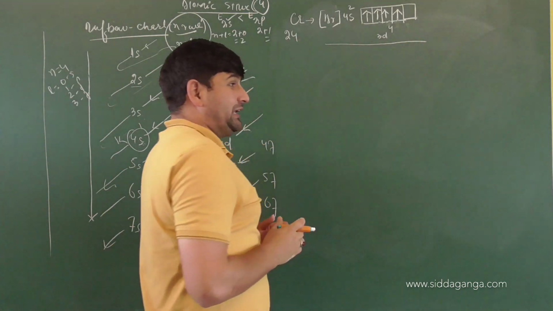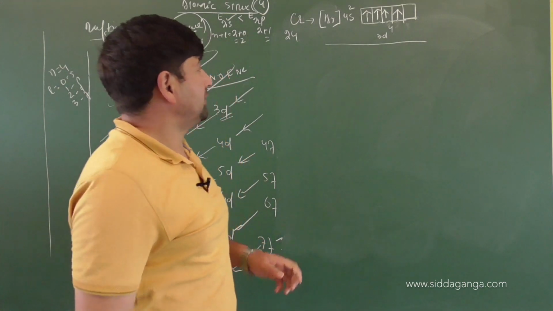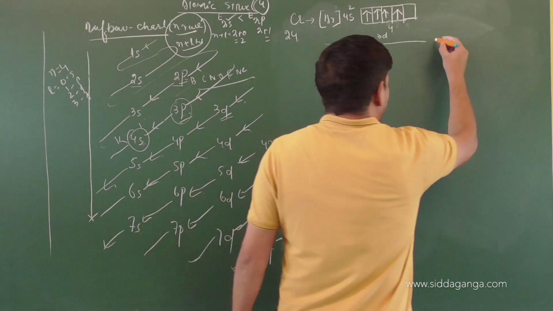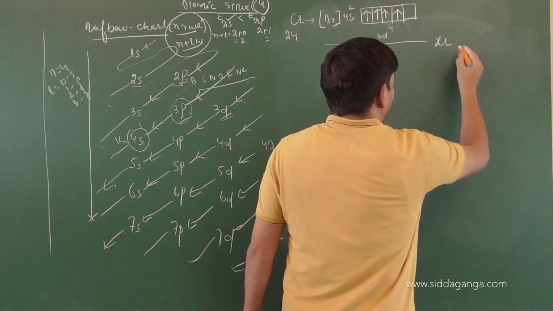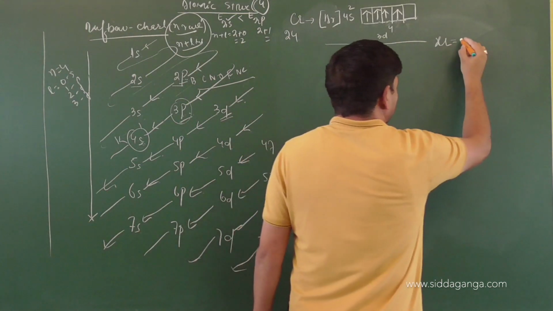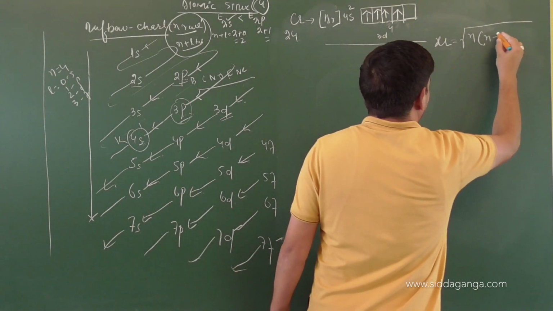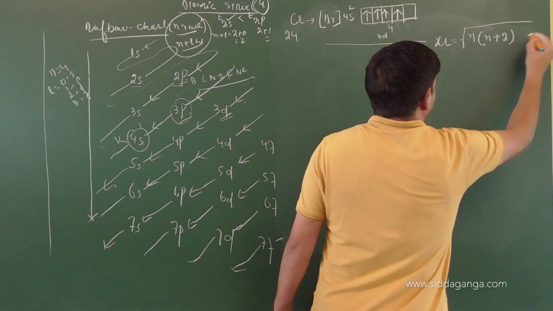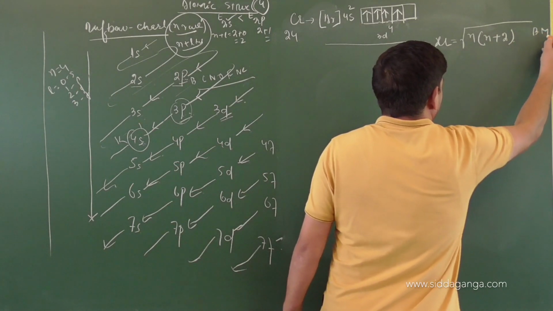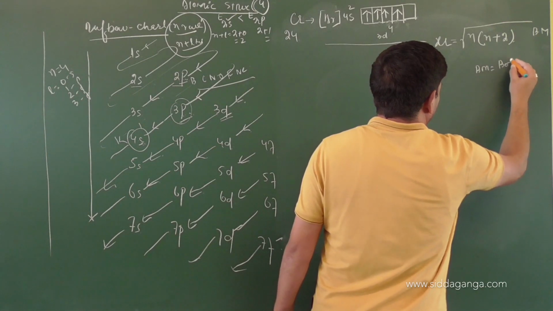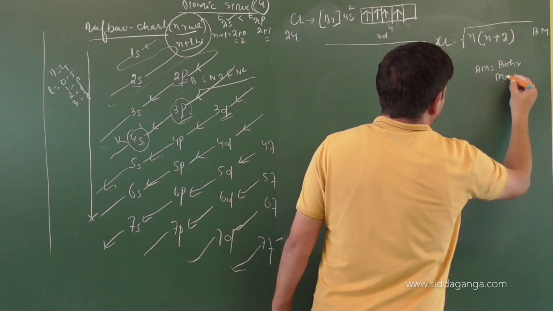But when you calculate the magnetic moment, and how do you find out the magnetic moment? The magnetic moment mu of any element equals root of n into n plus 2 BM. BM is the unit of magnetic moment. We call that Bohr magnetons.